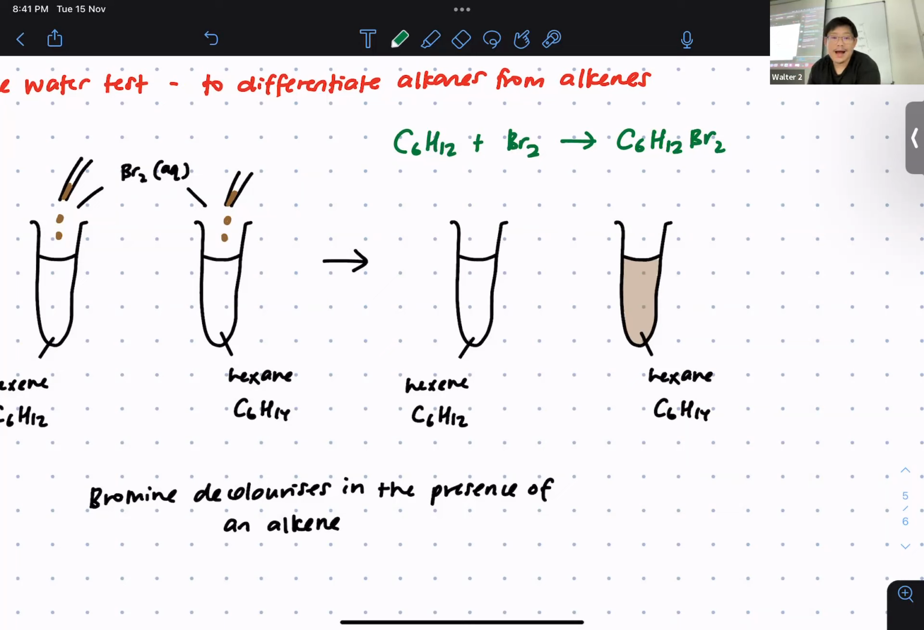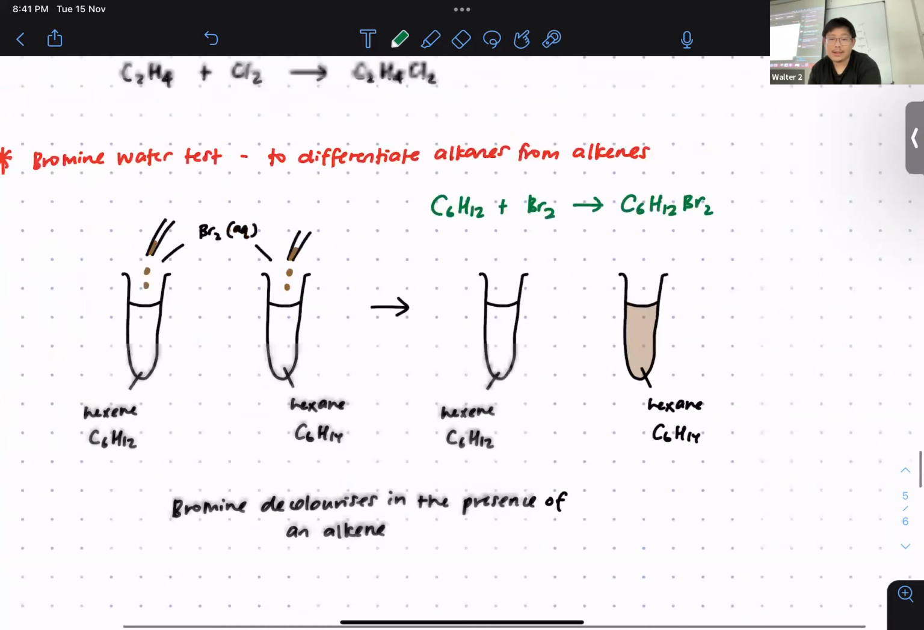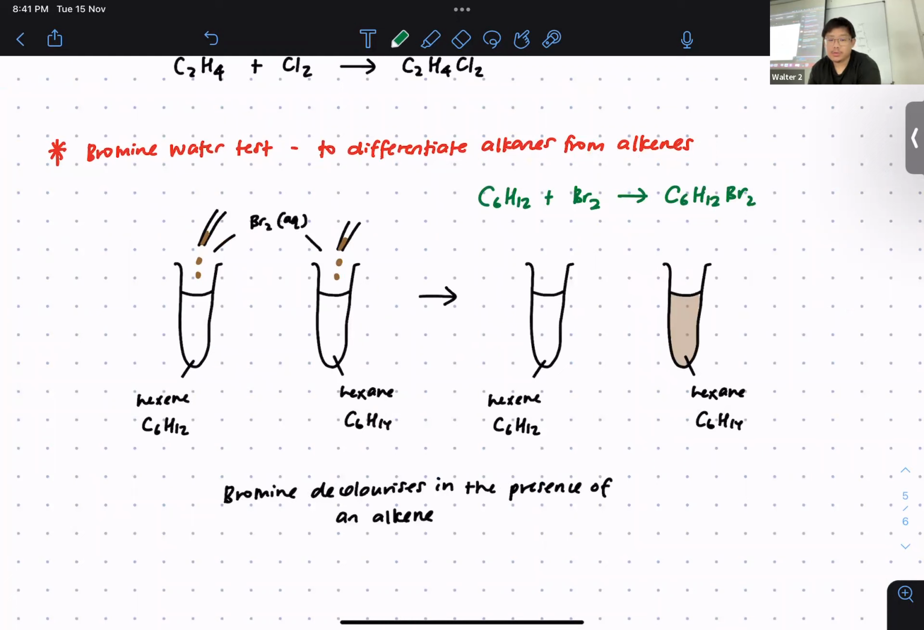So this is very commonly asked in your exam in SPM also. They'll ask you, if you have a sample of an alkane or an alkene, how do you differentiate them? All right, the answer is bromine water test. Shake both samples with bromine water, and one will decolorize the bromine water while one will not. The one that decolorizes the bromine water is the alkene. So this is called the bromine water test. So bromine water test is actually halogenation also, right? Because we add the bromine atoms into the alkene molecule to make it saturated.